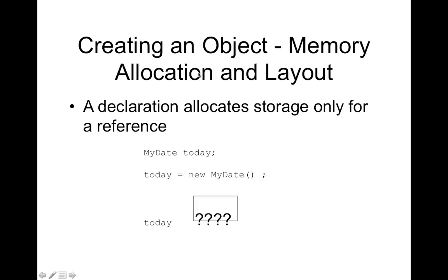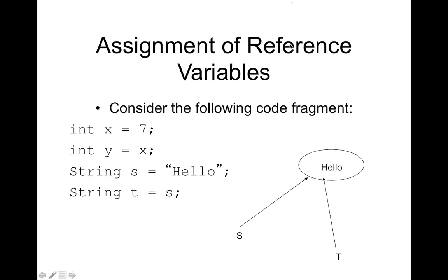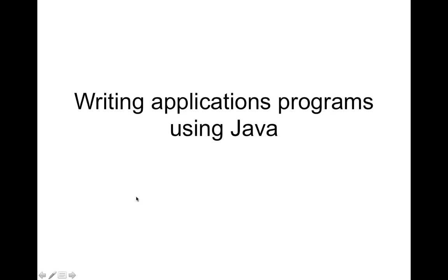Okay. Creating an object: memory allocation and layout. A declaration allocates storage only for a reference variable. So that means it just allocates, but nothing is being used yet. There is an identifier called today. That's all. We don't know anything else. Assignment of a reference variable. Consider the following code fragment, like int x equals this, y equals this. This is nothing but setting some values to your reference variable. These are all things you guys know. I'm just wrapping it up.